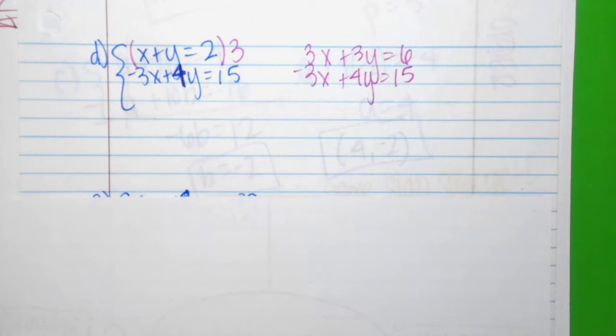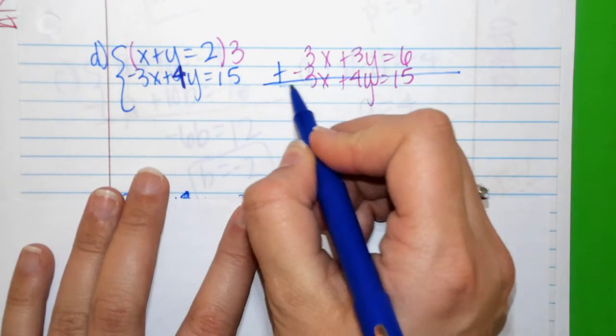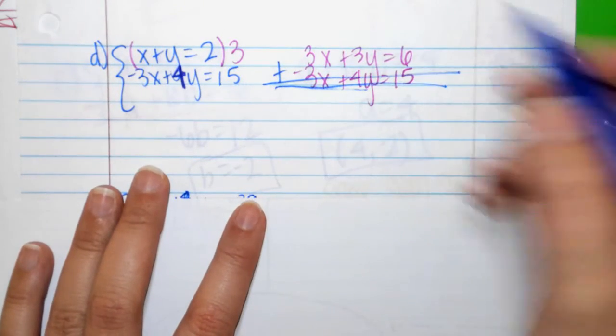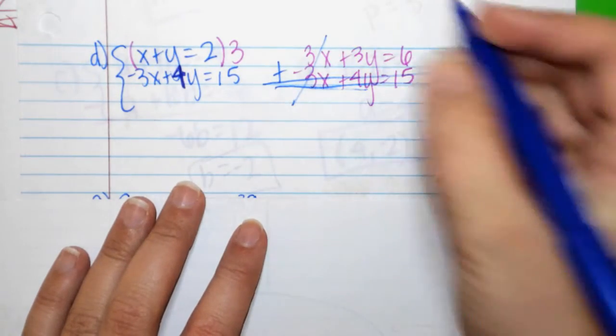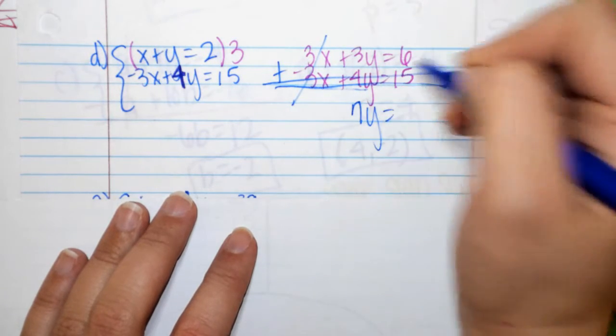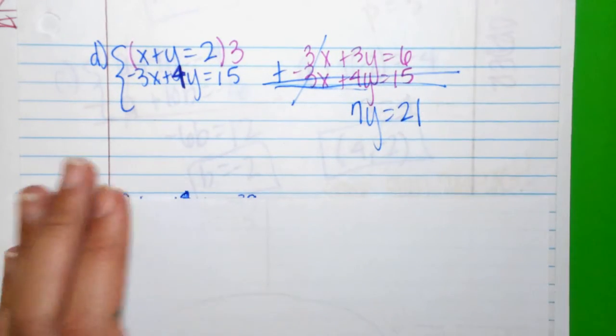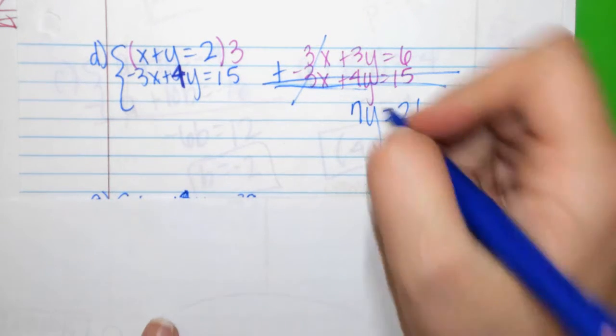Is everybody with me? Yes. Okay. Now, do we have same sign or opposite sign? So we add. Add straight down. Alright, so 3x plus negative 3x does what? Cross out. So 3 plus 4 is 7y. And 6 plus 15 is 21. Does everybody see how we got that? So y equals 3.